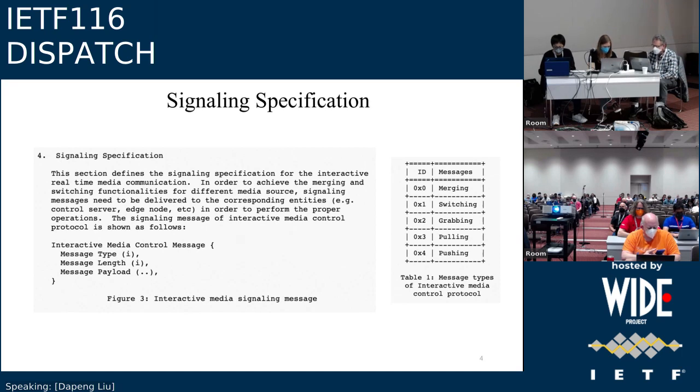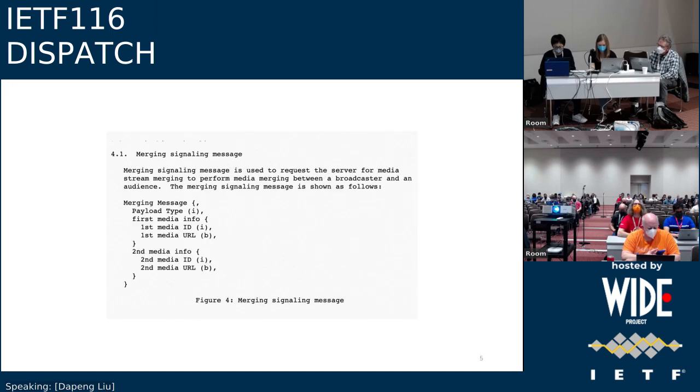Then the remaining slides show the detailed proposed message format for these control messages. For example, the first one is the merging signaling message. It has a type field, and it will have the media ID and media URL, which is the first media information. It will have a second media information because this control message is used for two media to merge together. So the second one also has a second media ID and a second media URL. That is the merging signaling message.